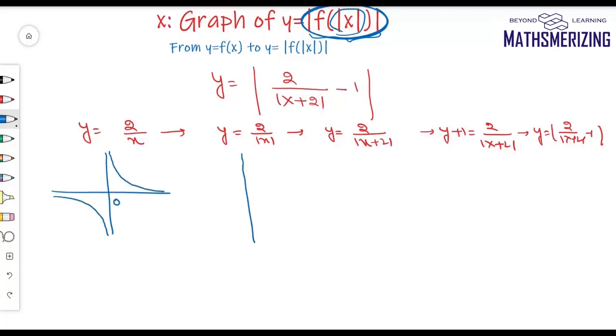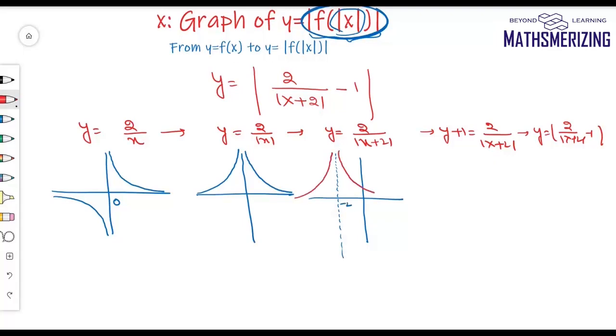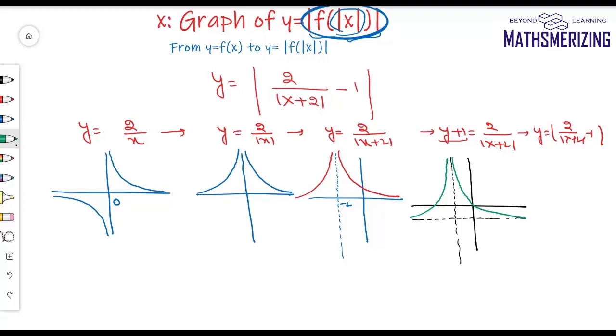Then for mod x, erase the graph from second and third quadrant, take the reflection of right on left, and then mod of x plus 2, shift the entire graph minus 2 units along x-axis, and then y plus 1, shift the entire graph minus 1 units along y-axis, and finally mod of fx. So reflection of down on up, and then erase the graph in third and fourth quadrant.